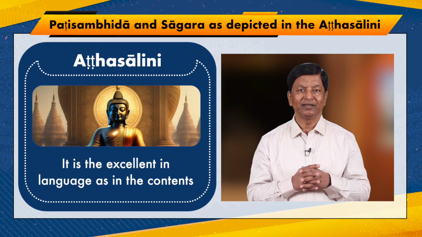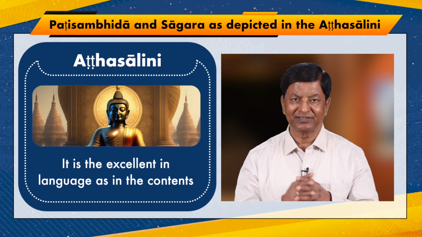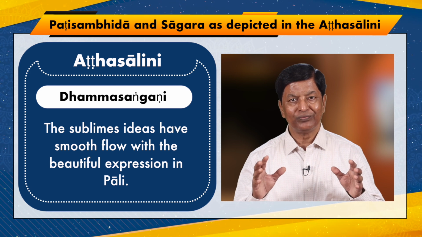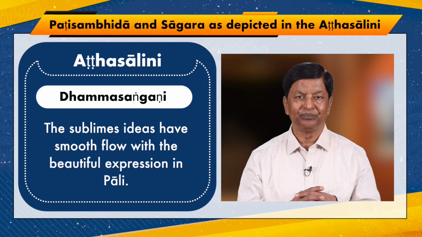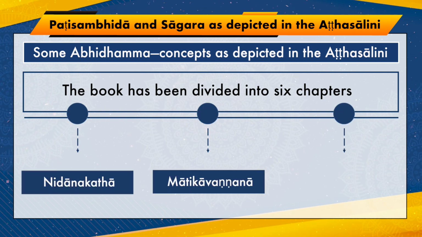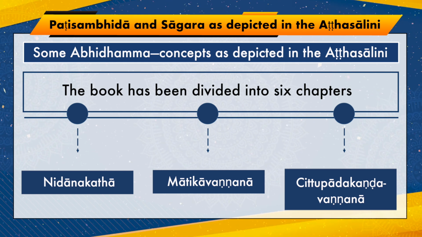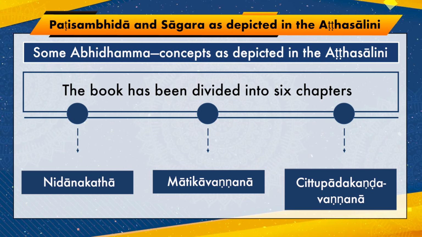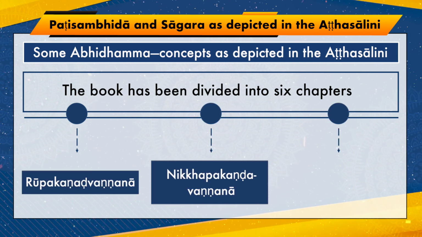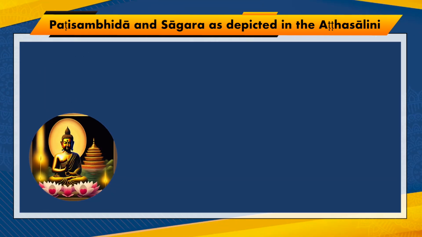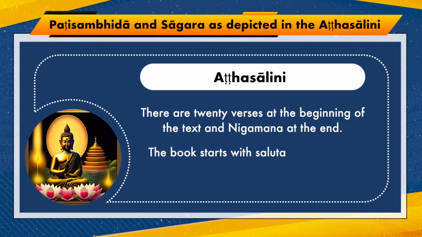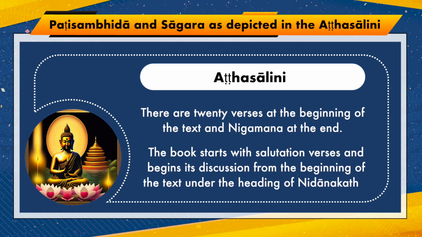It is excellent in language as in the contents. The sublime ideas have smooth flow with the beautiful expression in Pali. The book has been divided into 6 chapters, namely Nidan Katha, Matika Varnana, Chittupad Kanda Varnana, Rup Kanda Varnana, Nikhep Kanda Varnana and Aṭṭhakatha Samvarnana. Besides these, there are 20 verses at the beginning of the text and Nigaman at the end.